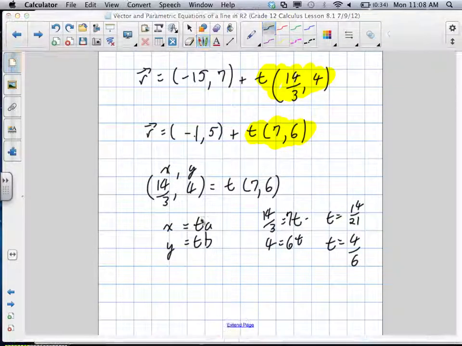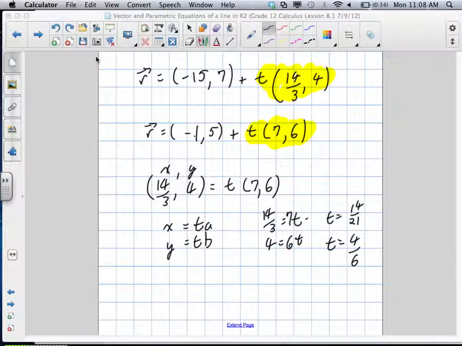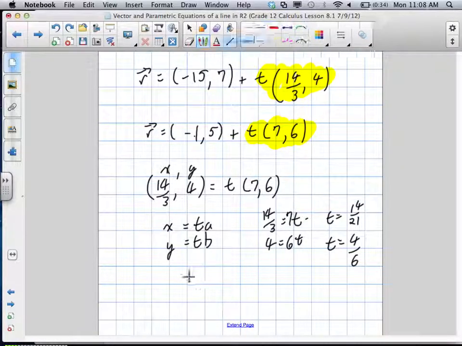Fastest, we could change them into fractions with common multiples, or we can divide them quickly. 2 over 3 and 2 over 3. Boom. And these are scalars of each other. So we know we have the same direction here. That's good. We have the same direction, so let's try to make sense of that.